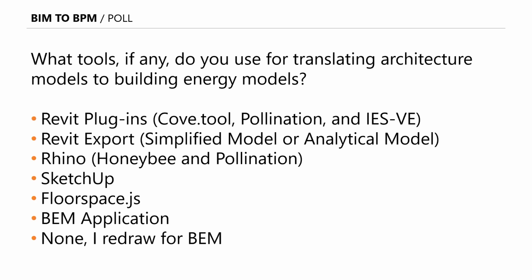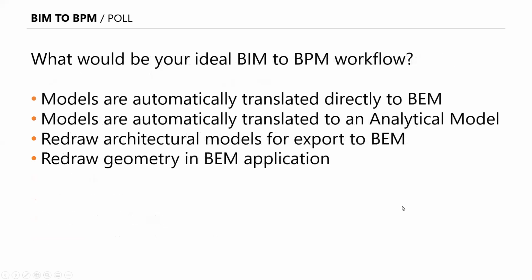And then you can also go to the next question when you get a second, which is what would be your ideal BIM to building performance modeling workflow. Whether that's an automatic translation directly to a BIM, or there's an interstitial step where it creates an analytical model, something like a gbXML or an analytical model in Revit, redrawing the geometry specifically in the building energy modeling application. I'll give it another 30 seconds, and then I'll close the poll.